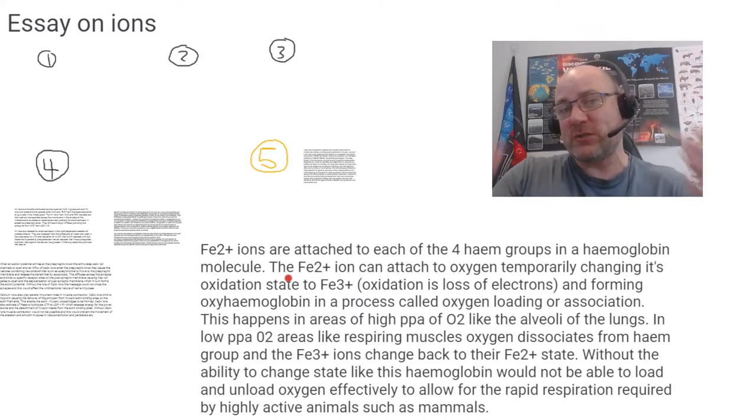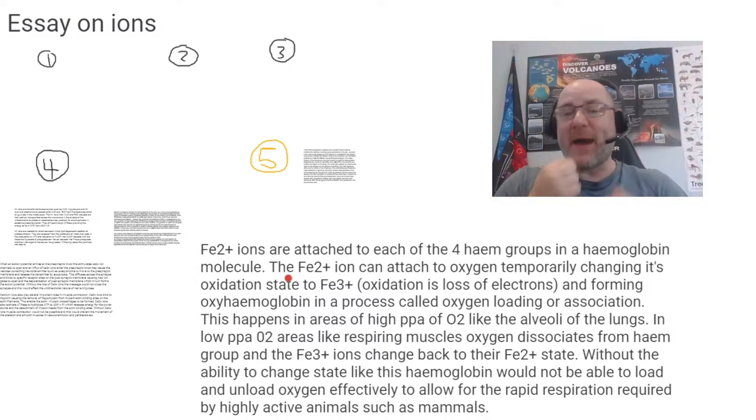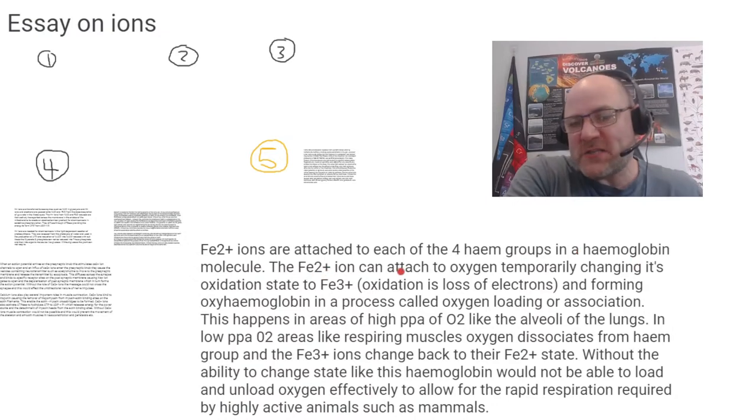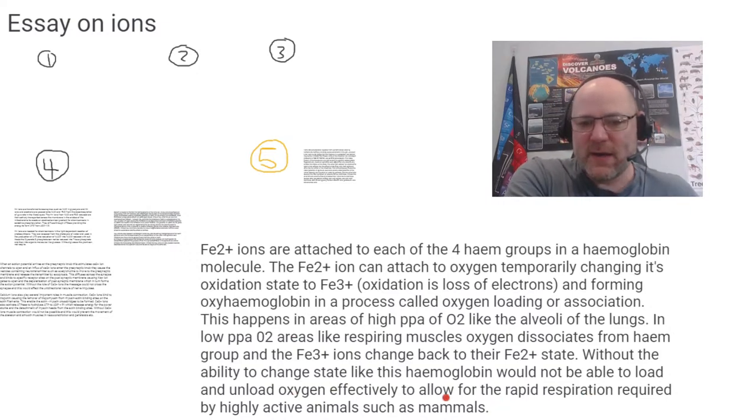AQA have said you don't have to link the paragraphs like you used to. It's a better essay if you do, but they're not going to score you more marks for linking them. It still might impress the examiner more. So, Fe2+ ion, and so on. We've talked about all of that. Here is all of this. You can pause and write this all down if you like.